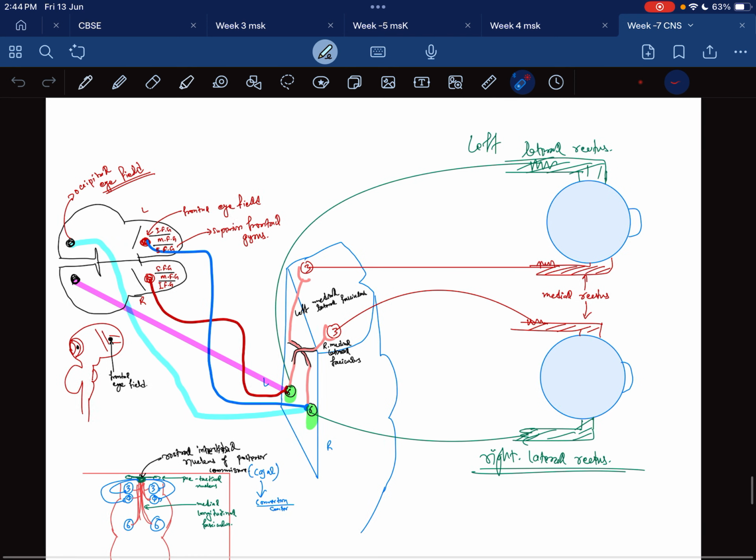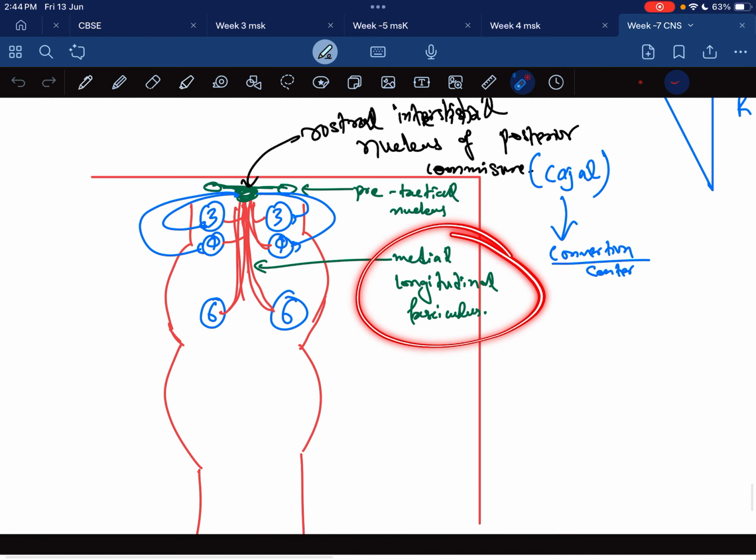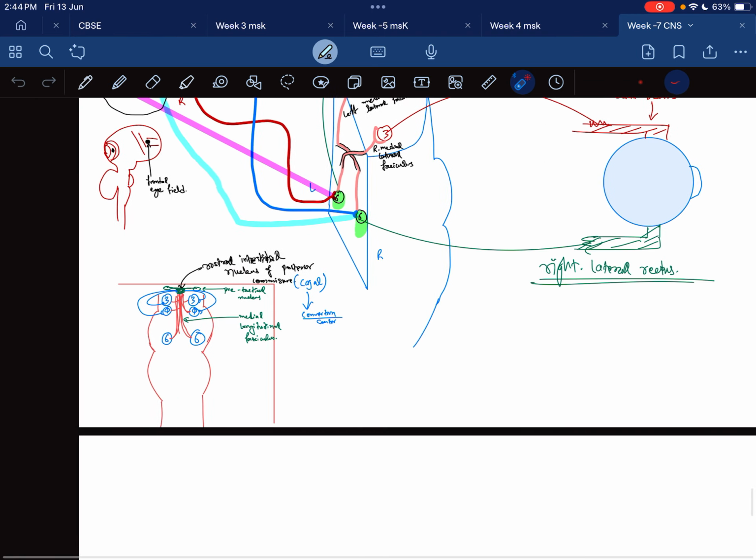So when we want to look in one direction, one muscle is inhibited and one is stimulated. We can look at this image. There is a medial longitudinal fasciculus connecting the 6th to the 3rd and 4th nerves, and there is also a pretectal nucleus. The pretectal nucleus has connections to the 3rd and 4th nerve nuclei. This nucleus is also known as the rostral interstitial nucleus of the posterior commissure, and also known as the caudal nucleus, and it has a convergence center. So how does the coordination occur?